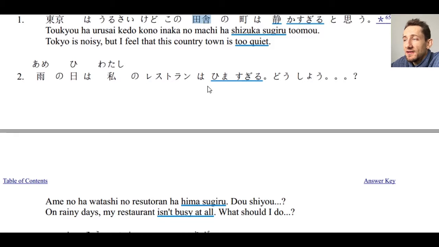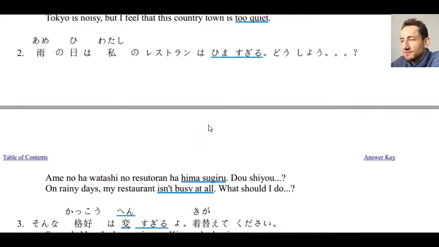私のレストランは暇すぎる. So remember, hima means like free time or not busy. So we can describe a restaurant or a business as being hima. There are no customers. There are no people. どうしよう. What should I do?